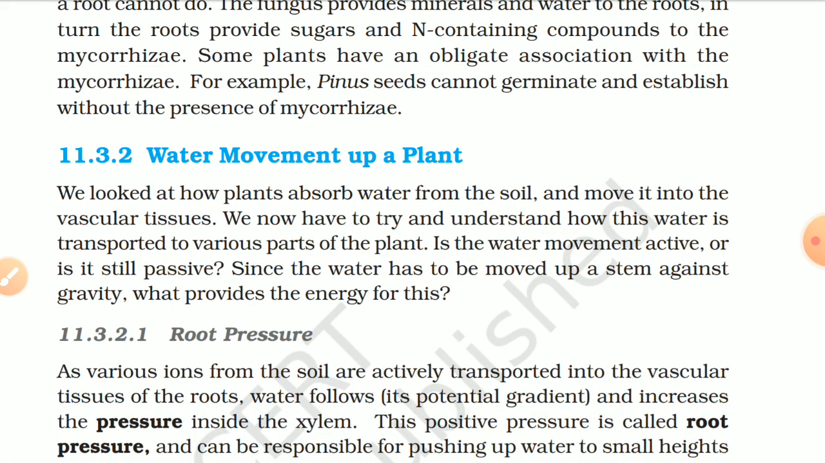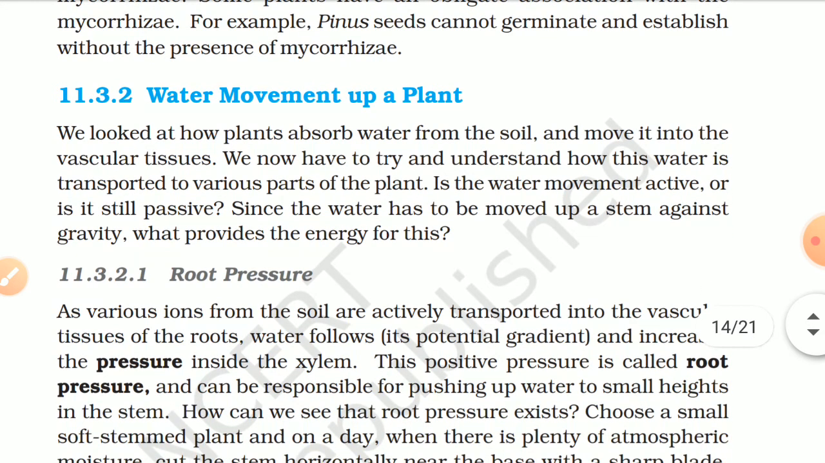11.3.2 Water movement up a plant. We looked at how plants absorb water from the soil and move it into the vascular tissue. We now have to try and understand how this water is transported to various parts of a plant. Is the water movement active or still passive? Since the water has to be moved up a stem against gravity, what provides the energy for this?